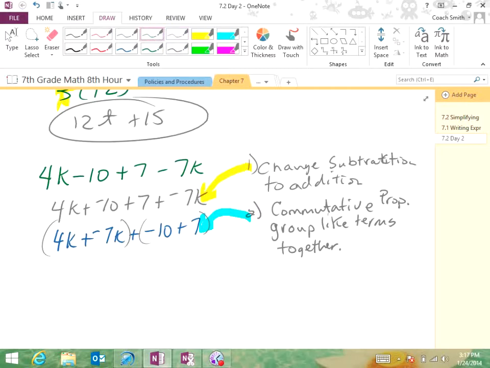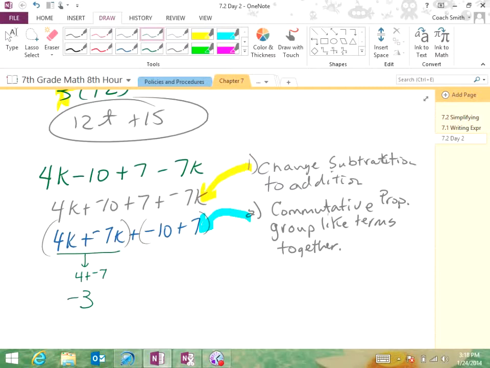Now, inside of this parentheses, we have 4 plus negative 7. So you had $4, and then I took $7 from you. I gave you $4, then I came back the next day and took $7 from you. How much did you lose? Negative 3. But I have to keep the k. The k stays the same.